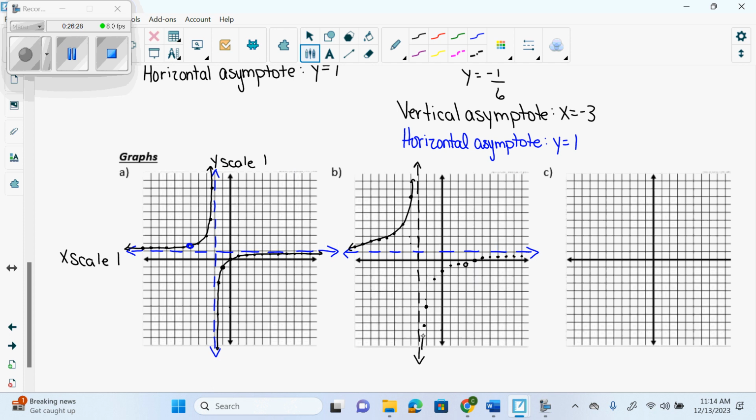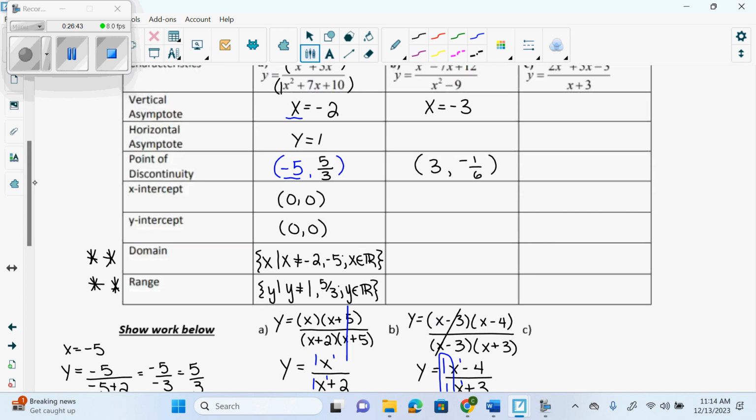So you don't even have to use the table of values technically. You could just go second trace value, which I think is faster. And that's an open dot here. Error. Right? Your domain and range is just not those values.